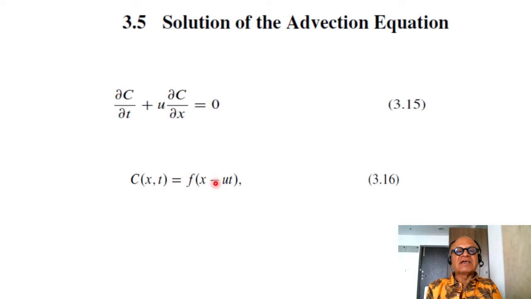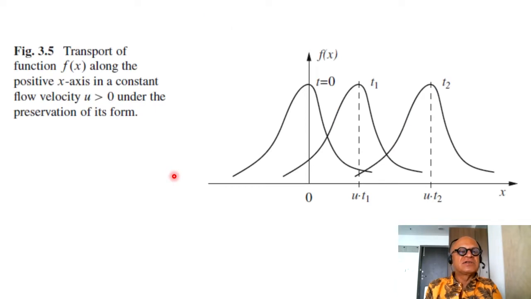Every time you see something like this, some of you can probably already think ahead and say that looks like a wave. So this is not a classical wave equation, but it has wave-like solutions nonetheless. So transport of function f(x) along the positive x-axis in a constant flow velocity u greater than 0 under the preservation of its form. So in this case, since u is constant, we are not creating any shocks. There is no nonlinearity in the system.